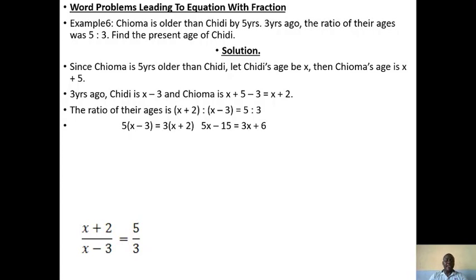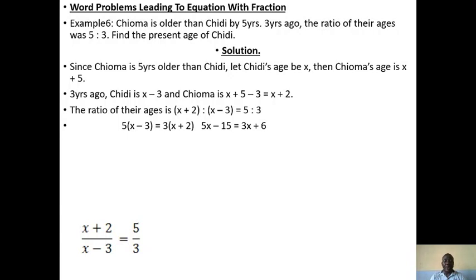Since it is an equal sign, I can cross multiply. That means I'm using 5 to multiply x minus 3, and I'm using 3 to multiply x plus 2. So we have 5 open bracket x minus 3 close bracket is equal to 3 open bracket x plus 2. Expanding this, 5 times x gives us 5x, and 5 times minus 3 gives us minus 15.